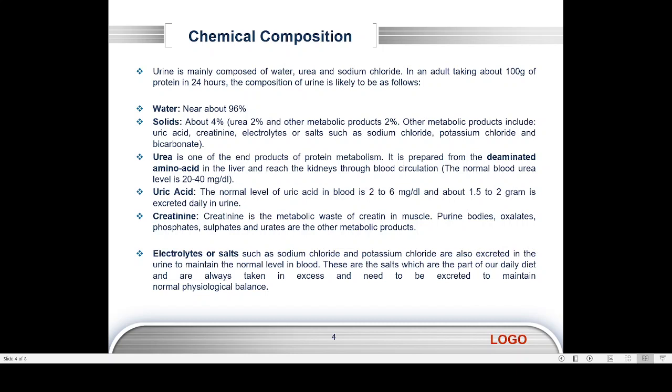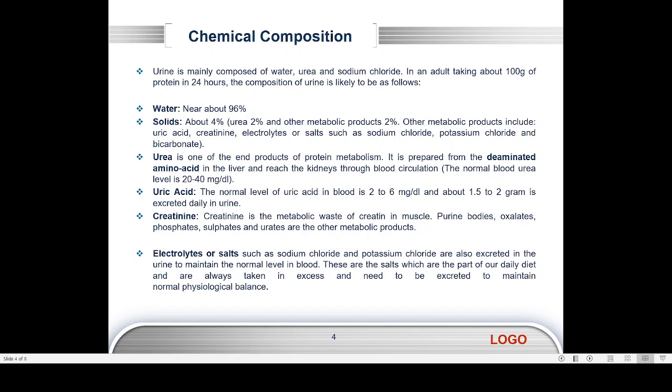In addition to water, there is a small percentage of solid substances also. These solid substances mainly include urea as well as sodium chloride. That is what is shown on the first line. Here you can see that urine is mainly composed of water, that is 96% water, plus around 4% solid substance. Mainly these solid substances are urea and sodium chloride.